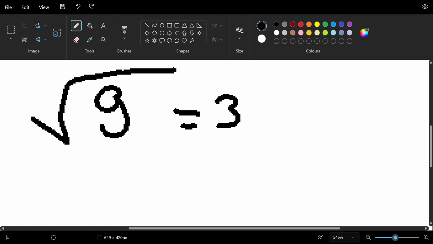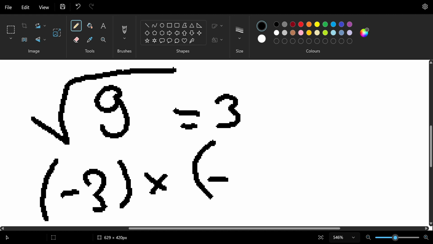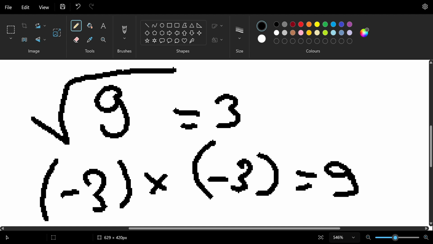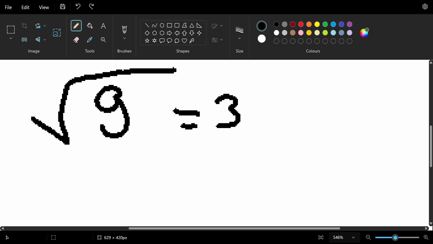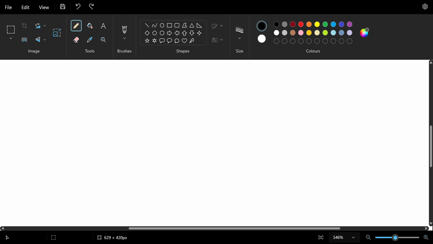But also negative 3 times negative 3 is equal to 9. So the square root of 9 is 3 and negative 3. Okay, so we have cleared this out. So now what? Now we come to square root properties.